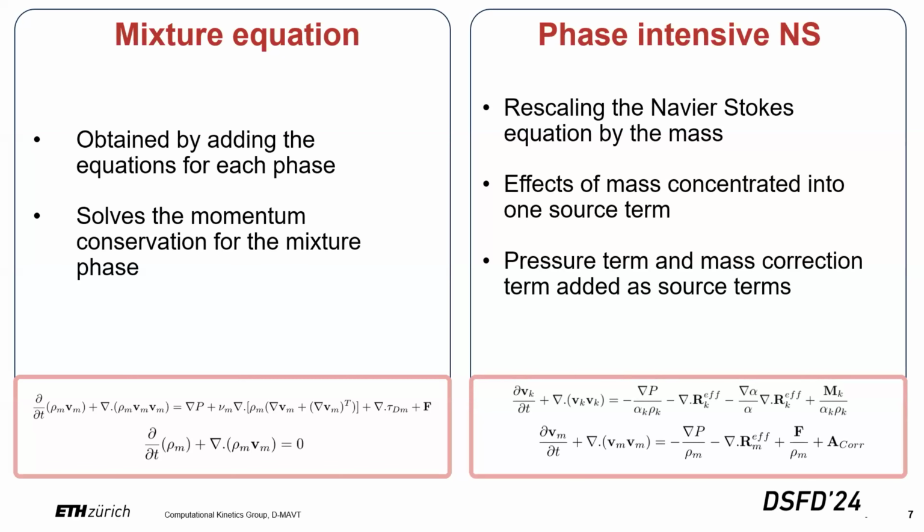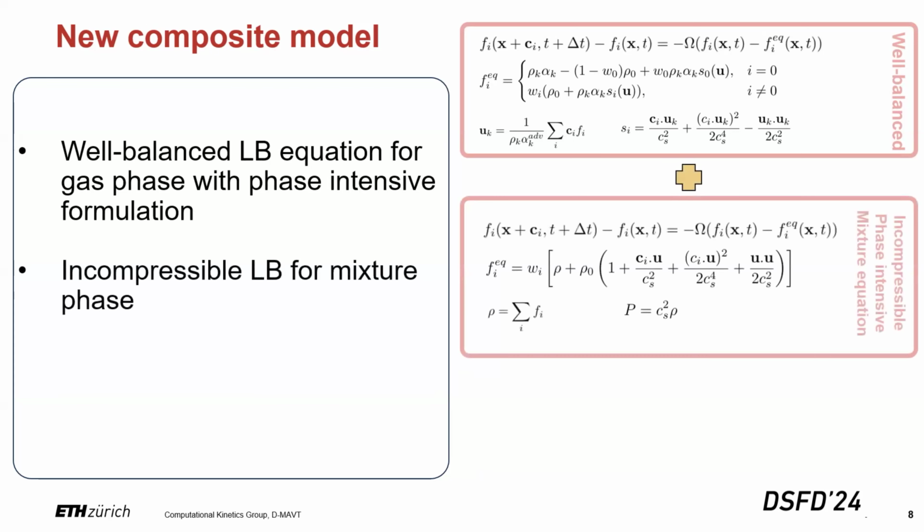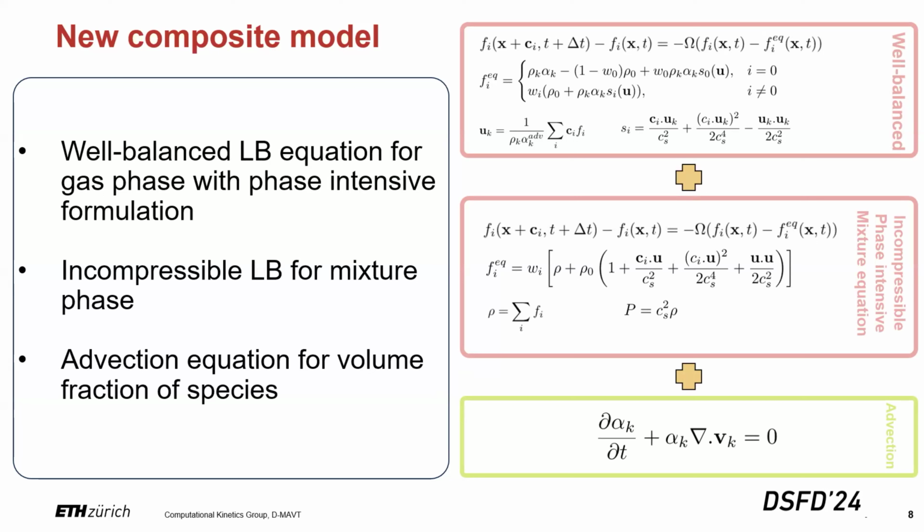Now if we combine all of these like a jigsaw puzzle, you get the new model, which starts off with a well-balanced equation for the individual phases, so for the gas phase, for the dispersed phase. We can combine that with the incompressible phase intensive mixture equation, which solves for the pressure. You can get the pressure from this and feed that to the well-balanced equation as an input, as an external force. Additionally, we can do the advection equation for the volume fraction, which, as a package deal, gets the final two-fluid equation without any approximations.